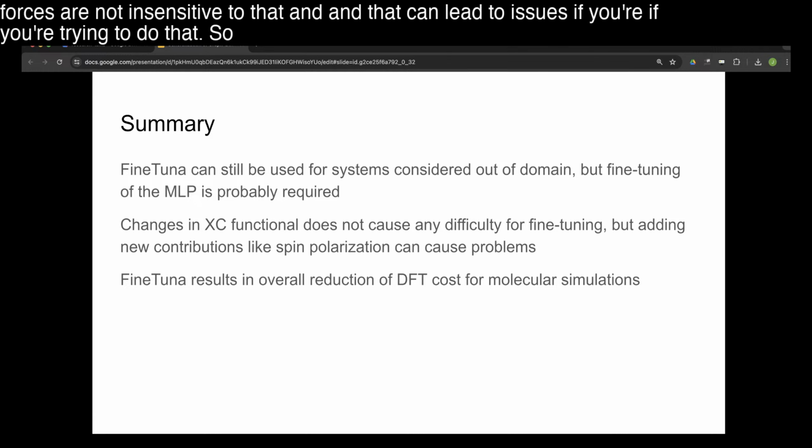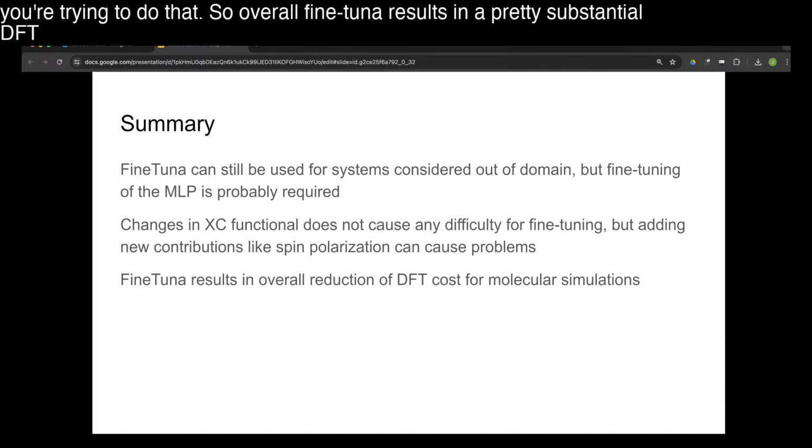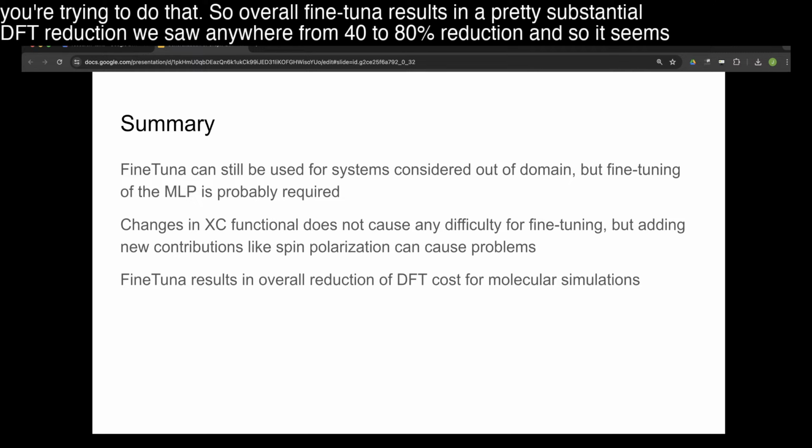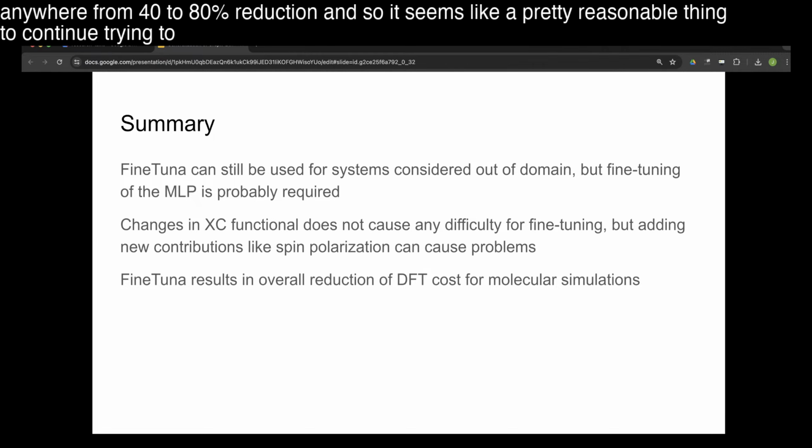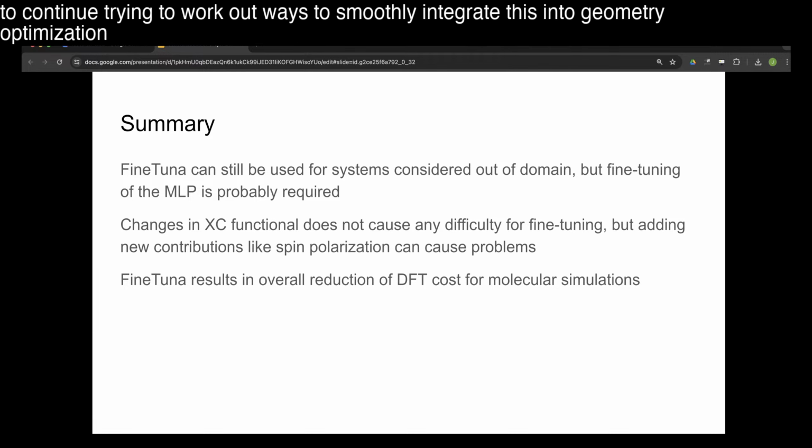So overall, fine-tuner results in pretty substantial DFT reduction. We saw anywhere from 40 to 80% reduction, and so it seems like a pretty reasonable thing to continue trying to work out ways to smoothly integrate this into geometry optimization calculations.